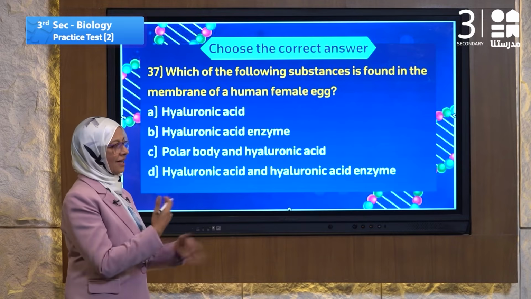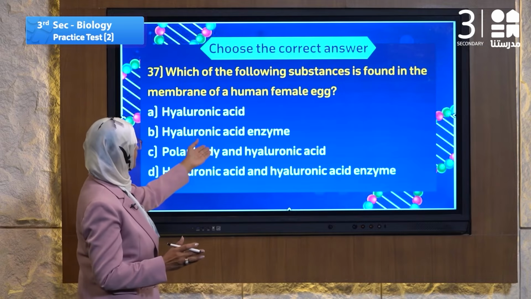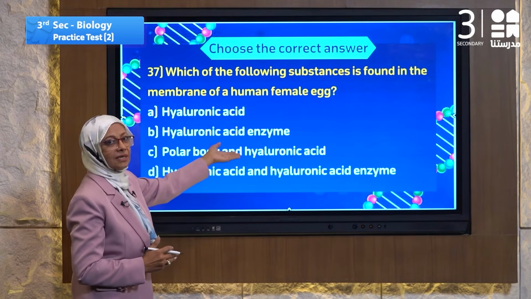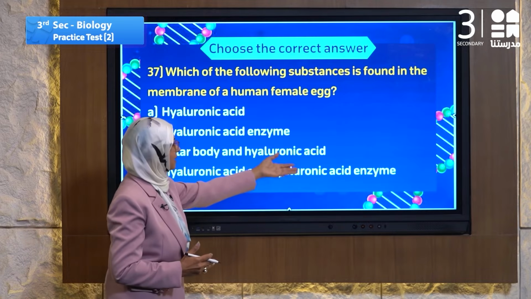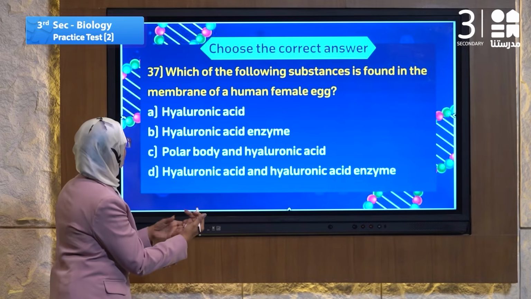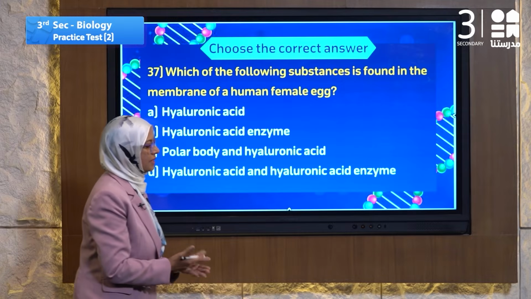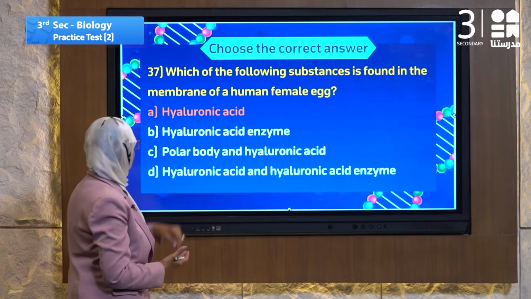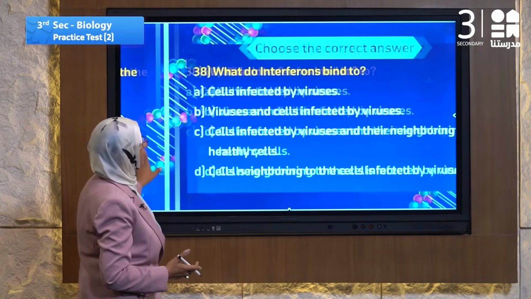Let's read the other choices and decide. Hyaluronidase enzyme, no, it will be found in the apical cell of the sperm. Polar body and hyaluronic acid, no, the polar body is not at the outer membrane. Hyaluronic acid and hyaluronidase enzyme, no. The answer is number A. Hyaluronic acid is found in the female egg. So let's go to question number 38.